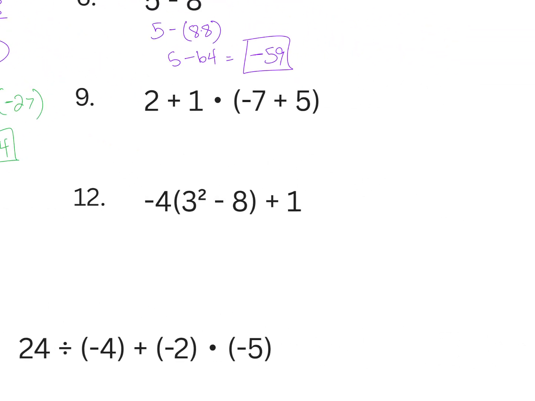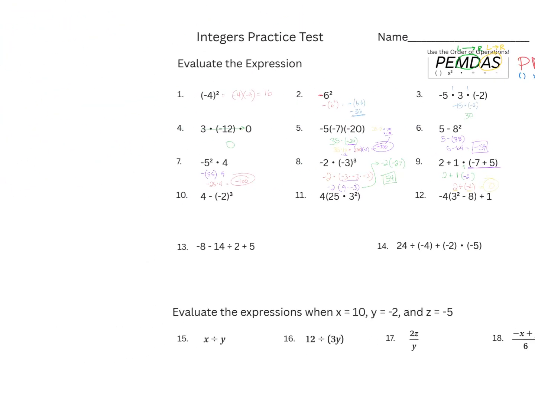Number 9. All right, now we're getting a little more complicated. 2 plus 1 times. Now, that dot is there, but it doesn't really have to be. So here's what I'm going to do. I know that inside of these parentheses, I can simplify that. Negative 7 plus 5 is negative 2. And then check it out. That was multiplying. 1 times negative 2 is negative 2, right? 1 times anything is that thing, and this equals 0 because I have $2. I give away $2. I have $0.